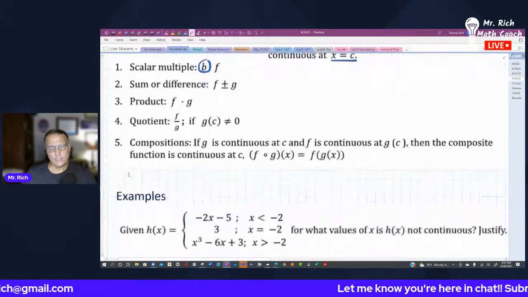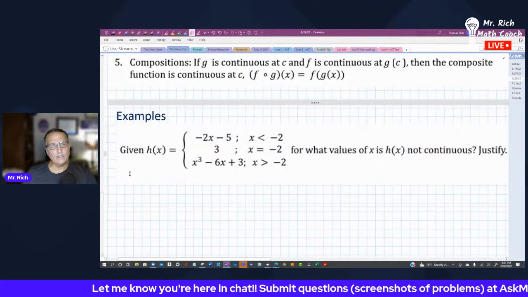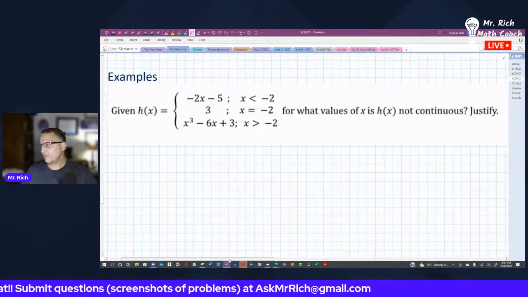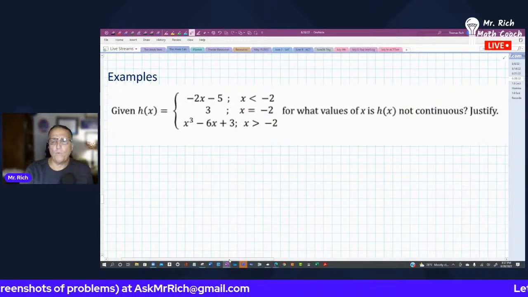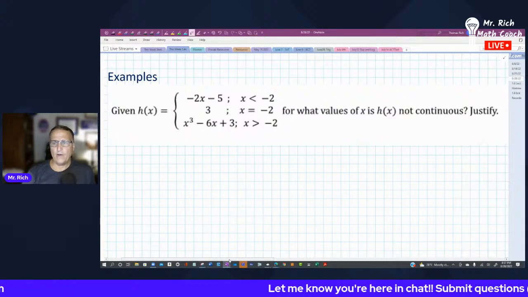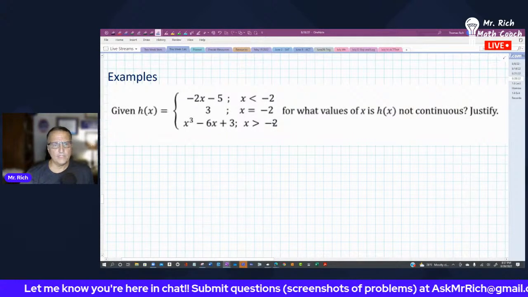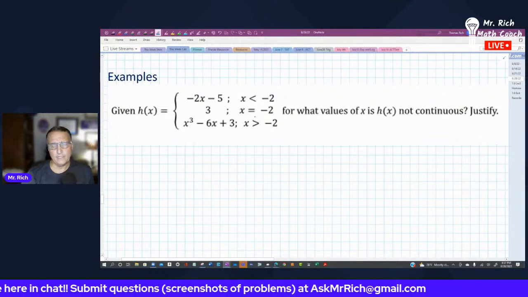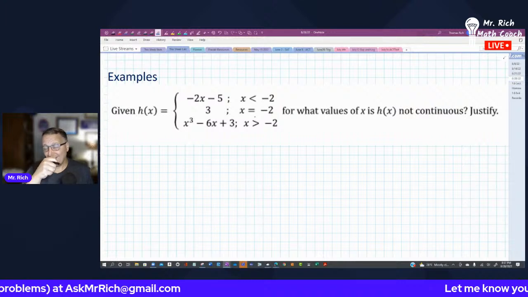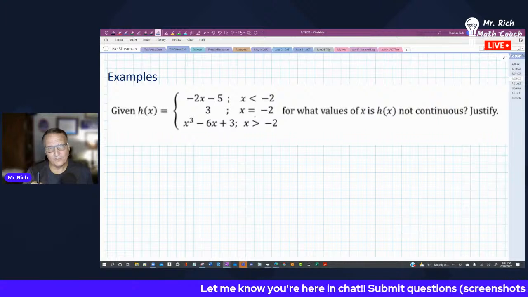So let's take a look at a slightly different question than we just worked. Here is a piecewise function h of x. And it says, for what values of x is h of x not continuous? Now, I know that I have to check for sure at x equals negative 2, because that's where these functions are going to come together and meet. And I need to make sure that they meet at that same y value and that the function exists at that x value of negative 2. So I'm going to apply my 3-part check to x equals negative 2.